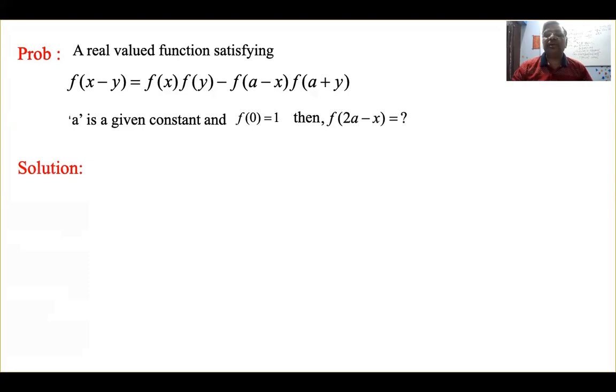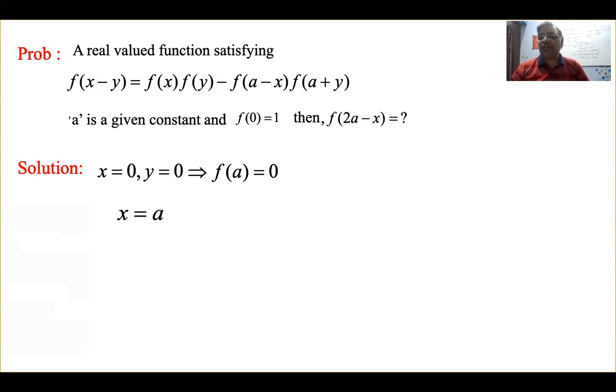In the very first step, you put x is equal to 0 and y is equal to 0 in the given relation. Then it becomes f of 0 is equal to f of 0 into f of 0 minus f of a into f of a. But it is given that f of 0 is 1. When we substitute that, you will get f of a is equal to 0 automatically.